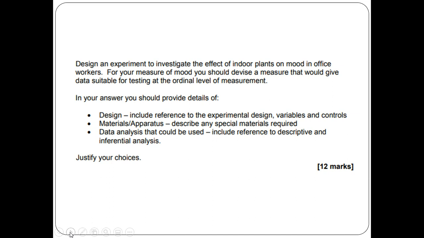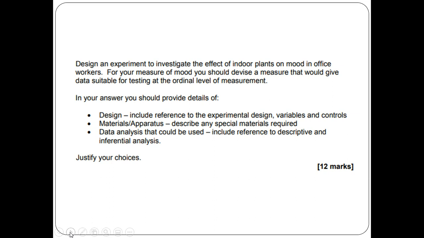Your variables, your IV and your DV. So your IV is the presence of an indoor plant, and your DV is the mood of the office workers. That's 2 marks there. That's information just from the stem that you get 2 marks for by writing in your answer. And your controls is everything that's kept the same. So the size of the office, the time of day, the temperature, and so on. So there's 4 marks there from that first bullet point.